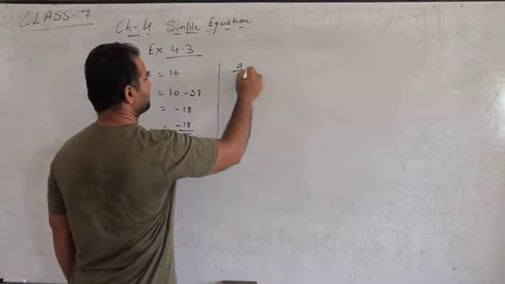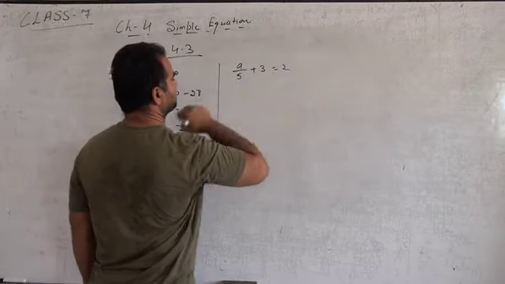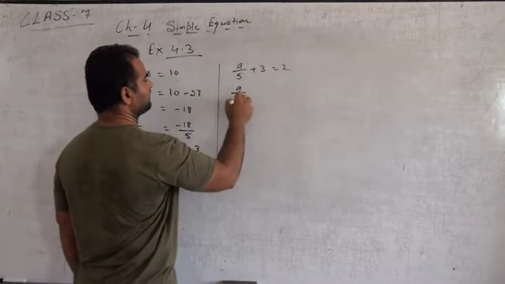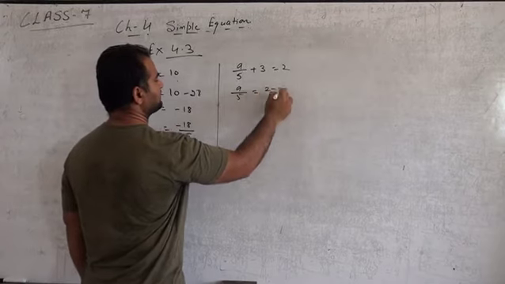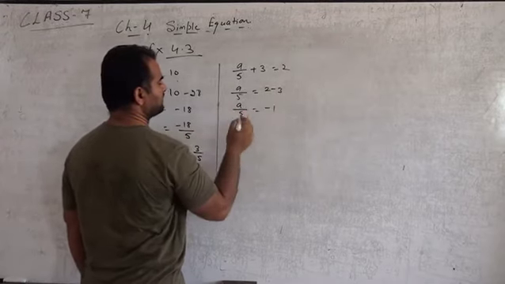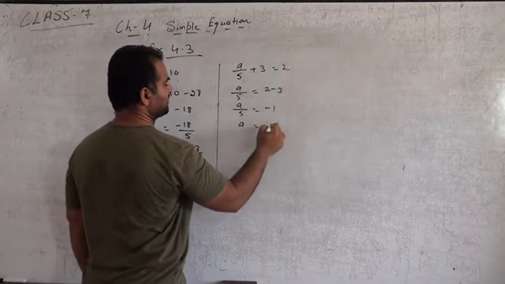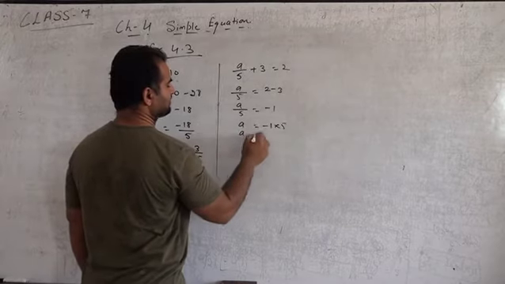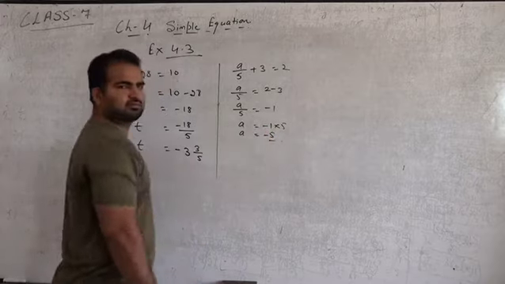Next question is a upon 5 plus 3 equals 2. So I can say that a upon 5 equals 2 minus 3. A upon 5 equals minus 1. So a will be minus 1 into 5. A equals minus 5.